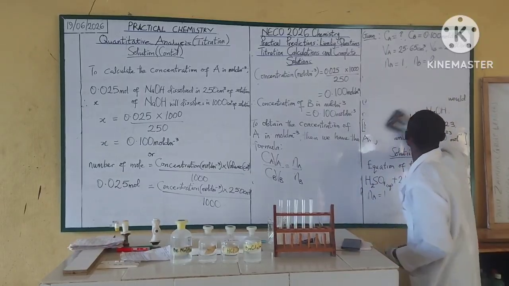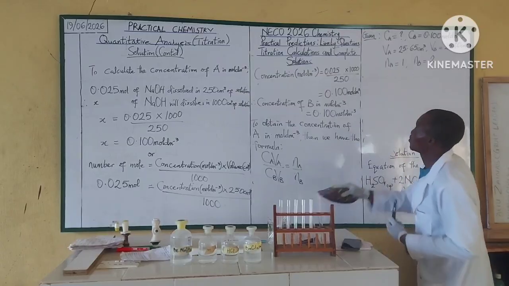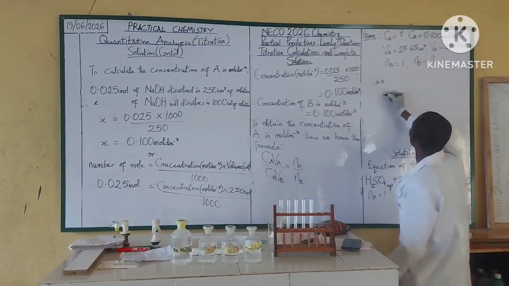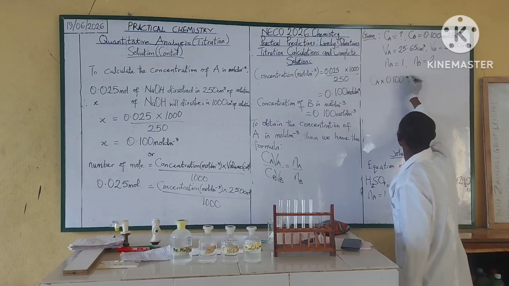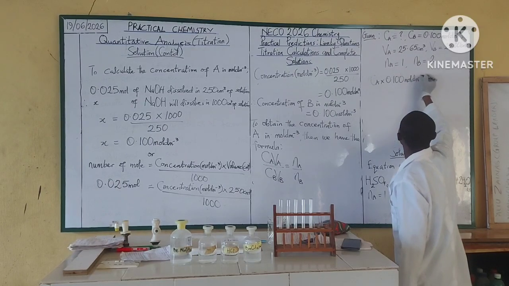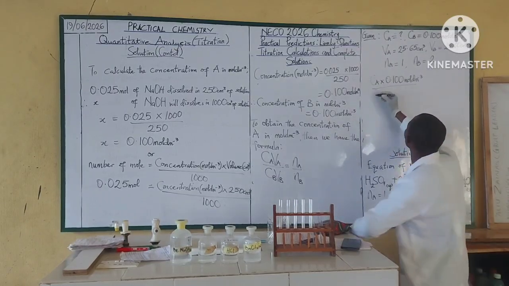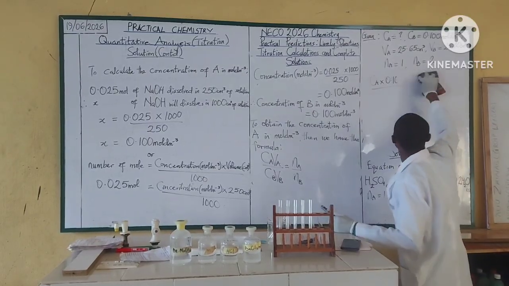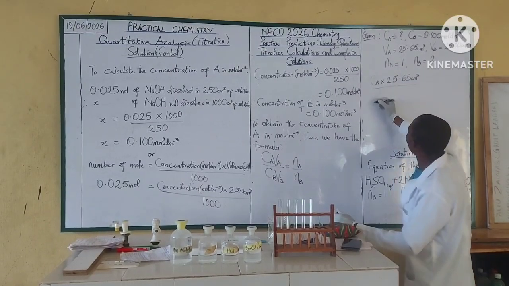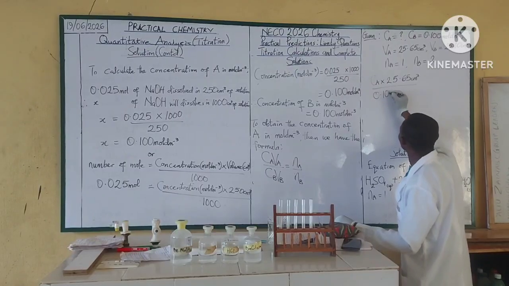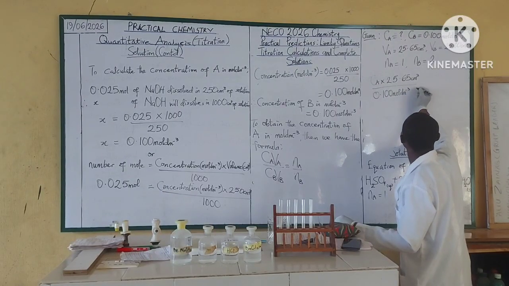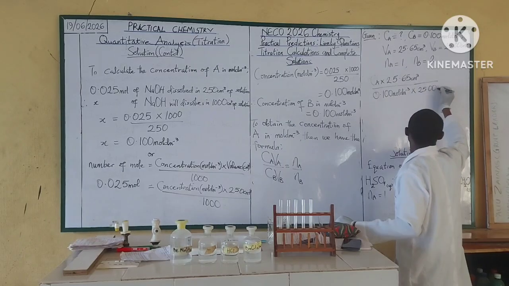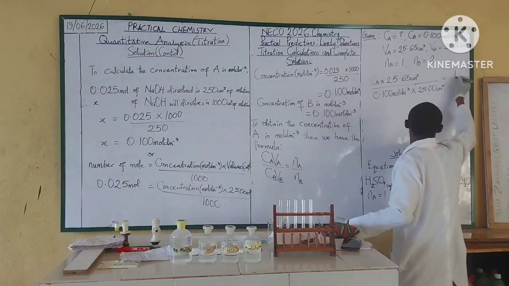Having noticed, just substitute straight away. By the time we do our substitution, we now have CA, of course unknown, multiplied by CB, 0.100 mole per dm cube, over CB, CA VA, 25.65 cm cube, over CB, 0.100 mole per dm cube, multiplied by VB, 25.00 cm cube, which is equal to NA 1 over NB 2.